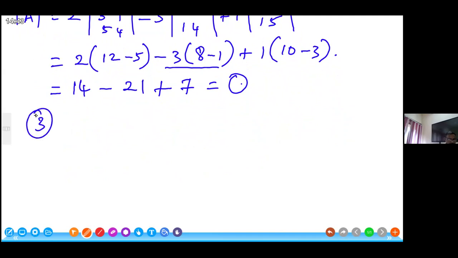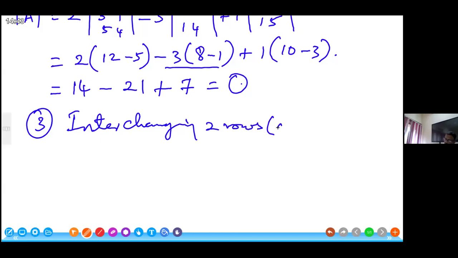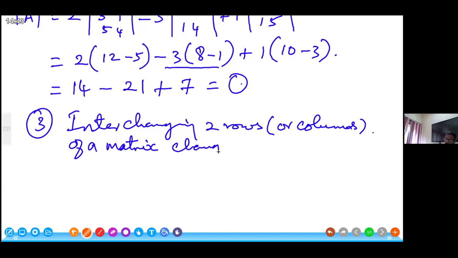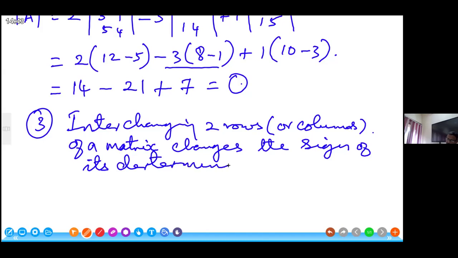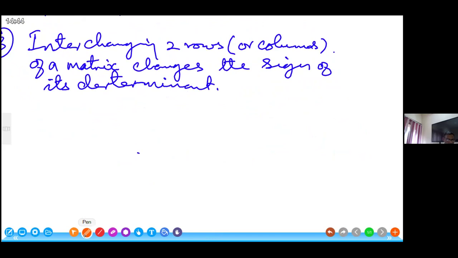The third property: interchanging two rows or columns of a matrix changes the sign of its determinant. Sign of its determinant. Right?